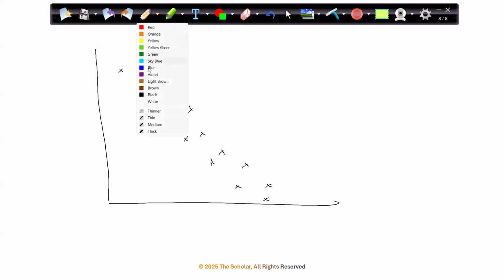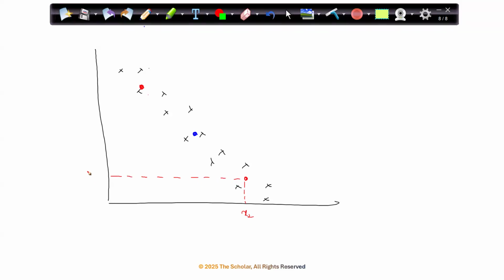This is my mean. This is my first point, this is my second point. This is, let's say, x2. Let's call it y2. Let's call it x1. Let's call it y1. Right? Do the same story.